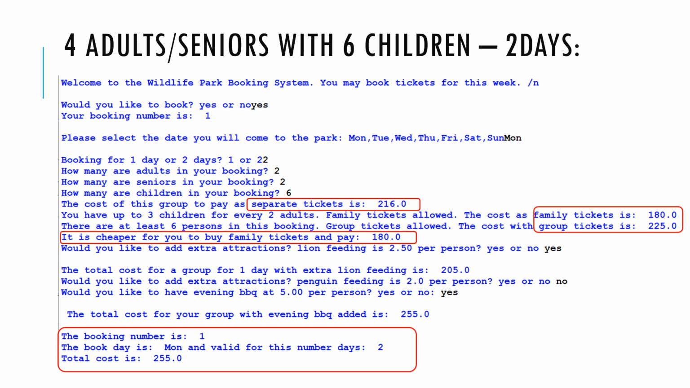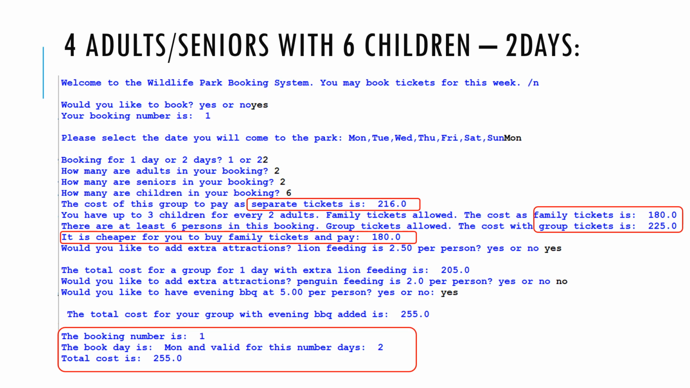So if we paid for those as separate tickets, we have 2 adults on 2-day tickets, which is 30 plus 30, that's 60, plus the senior tickets, which would be 24 plus 24, that's 48, plus 60, that's 108, plus 6 times 16, which is 108, which gives us 216. So paying separately is $216. Now, if we pay it as 3 family tickets, that's $180. And if we pay it as a group ticket, it's $225. So our program found it is cheaper for you to buy family tickets, 3 family tickets, and pay $180.